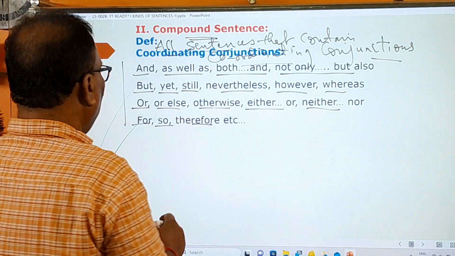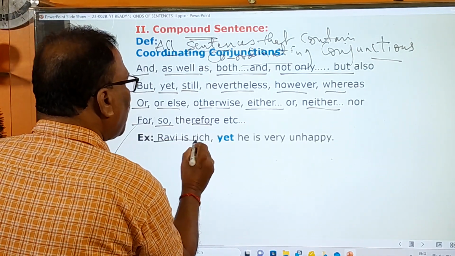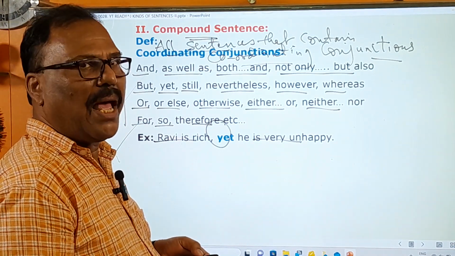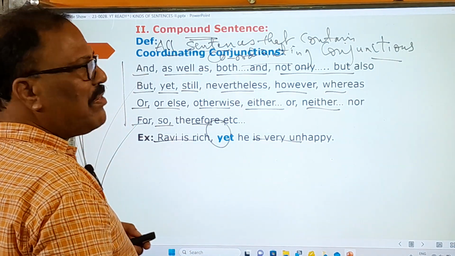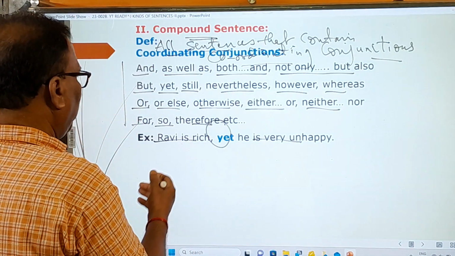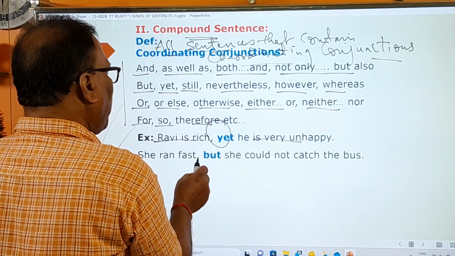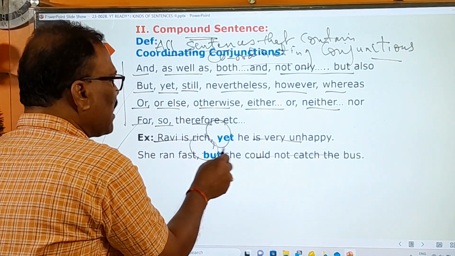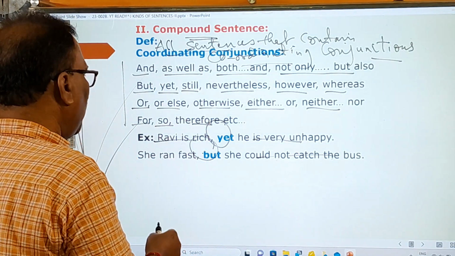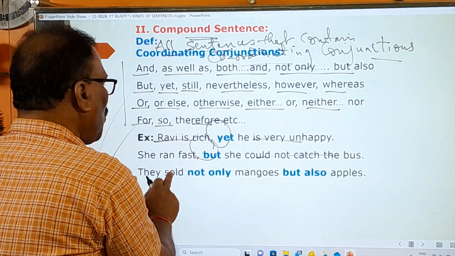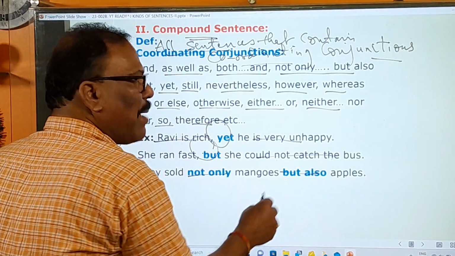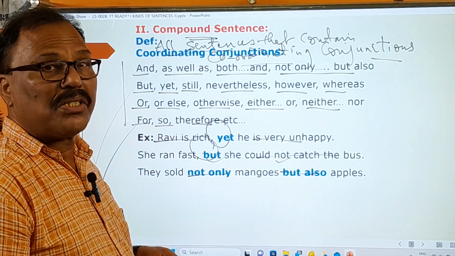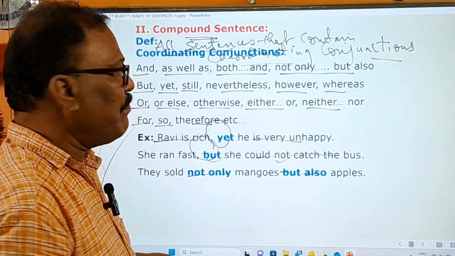And here you pay attention. Ravi is rich, yet he is very unhappy. Yet, even then he is unhappy. Here, she ran fast, but she could not catch the bus. But is a coordinating conjunction. And you look at this sentence: They sold not only mangoes but also apples. In this sentence, not only but also is used. Not only but also is a coordinating conjunction.